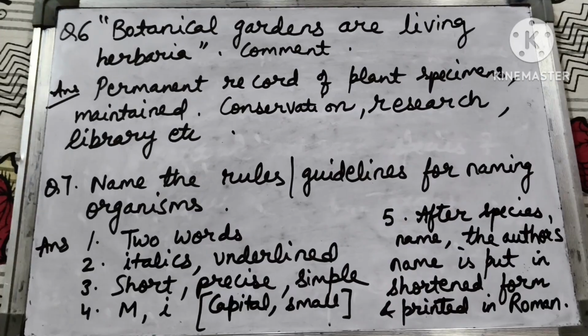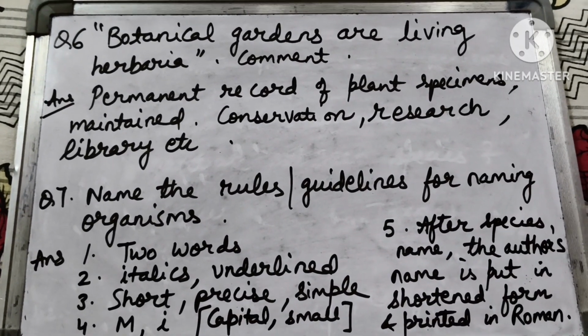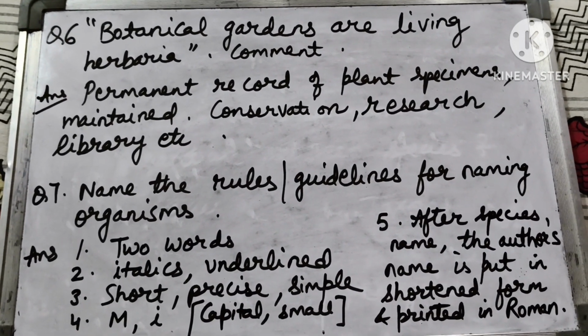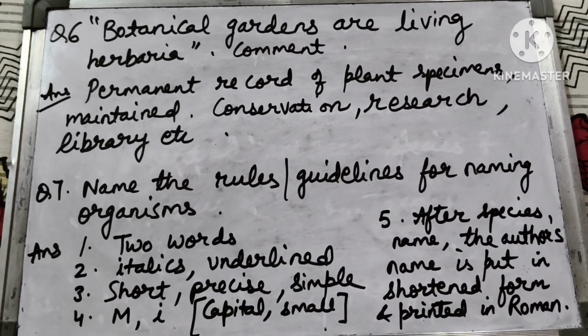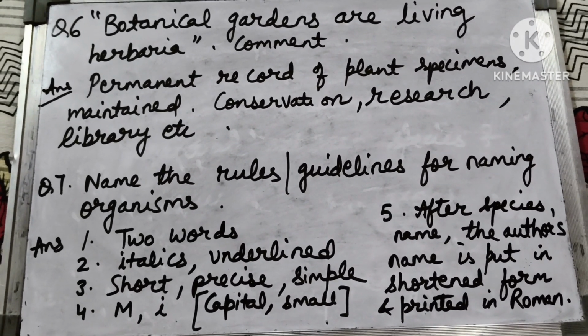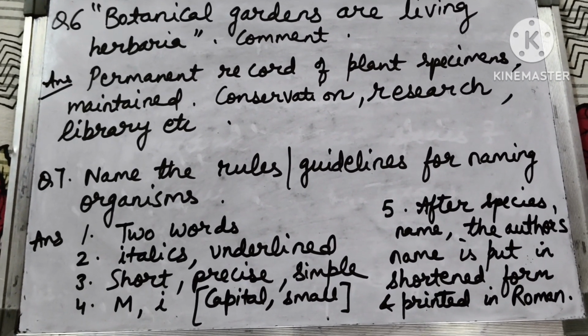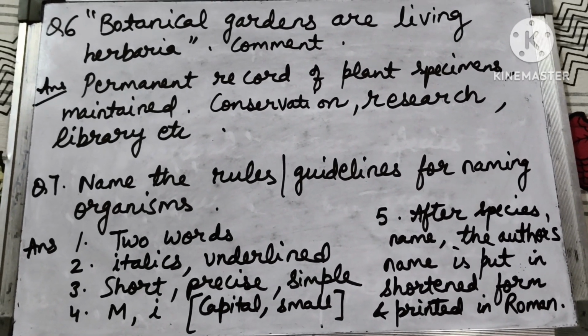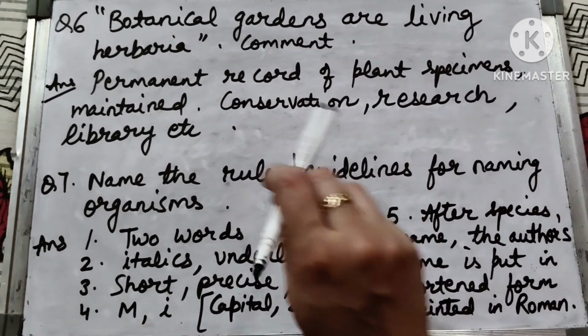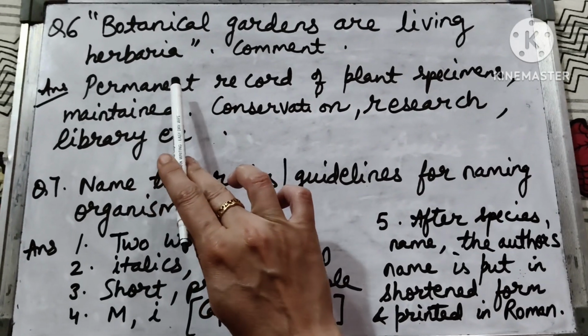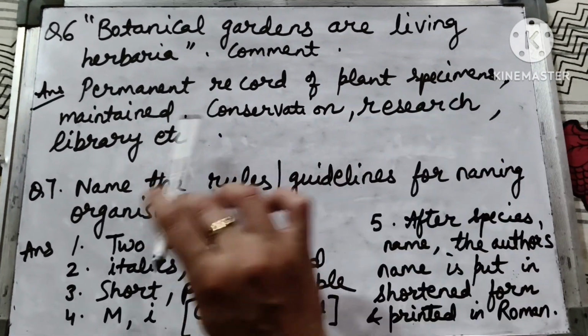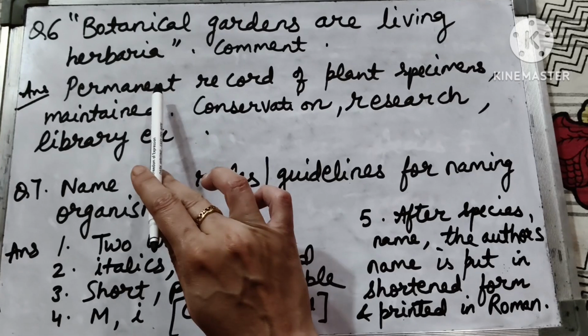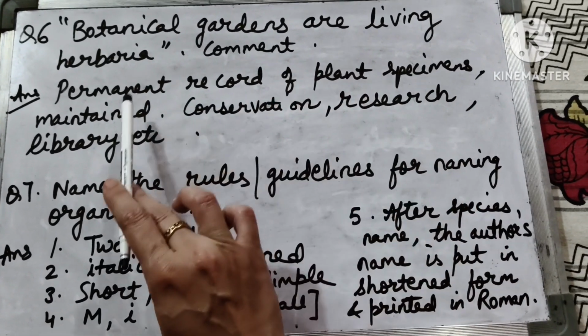Next question is, botanical gardens are living herbaria. Comment. As we have studied that what is herbaria? Herbarium is the preservation of the plant specimens. So botanical gardens are almost a synonym and similar term to herbaria. So botanical gardens are the place where the record of plant specimens can be maintained. Like in herbaria, permanent record of plant specimens are maintained.